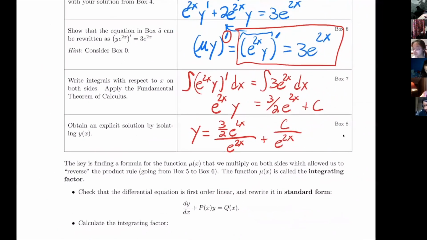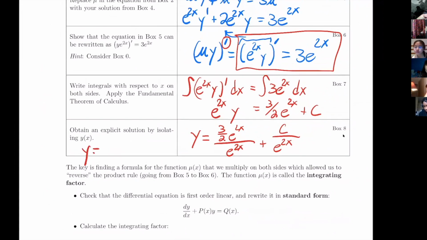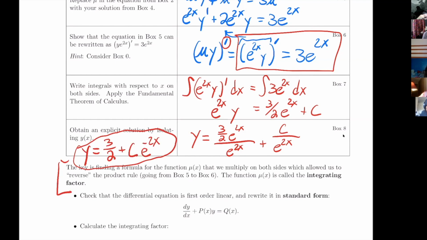Just to finish this one up, we would probably want to write this a little bit nicer as something like y is equal to, well, those two e to the 2x's cancel out. So we have just 3/2 plus c e. We can just write dividing by e to the 2x as e to the minus 2x. And this would be our general solution to the differential equation that we started with. So the whole key to this process is exactly described right here. It's finding this factor mu that when we multiply the differential equation by mu, it's going to make the left side into a derivative that comes out of a product rule.